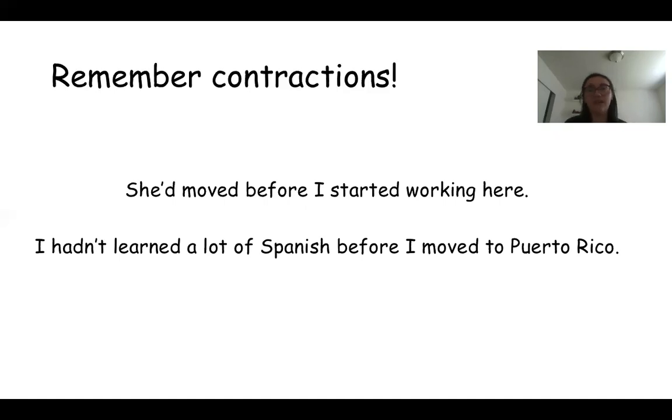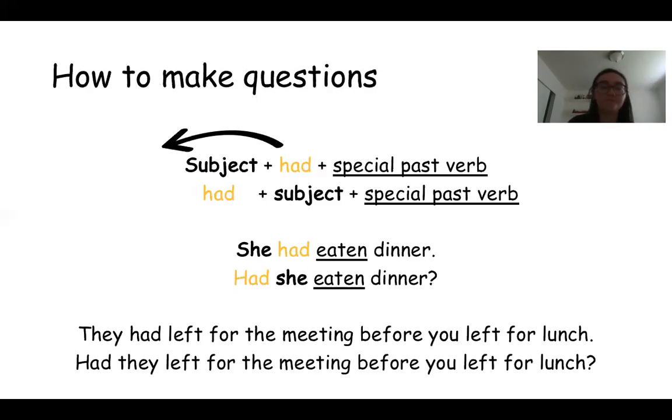So pretend that this hand is me and I didn't learn a lot of Spanish. I hadn't learned a lot of Spanish, and this is me when I moved to Puerto Rico. I hadn't learned a lot of Spanish before I moved to Puerto Rico. So this is me not learning Spanish, learning a lot of Spanish, and then this is me moving to Puerto Rico. I had not learned a lot of Spanish before I moved to Puerto Rico, right, in the past.